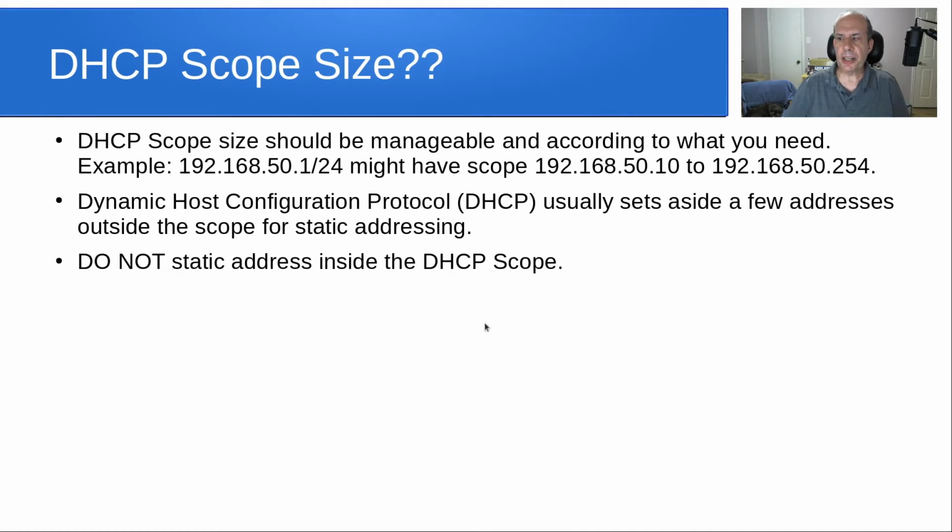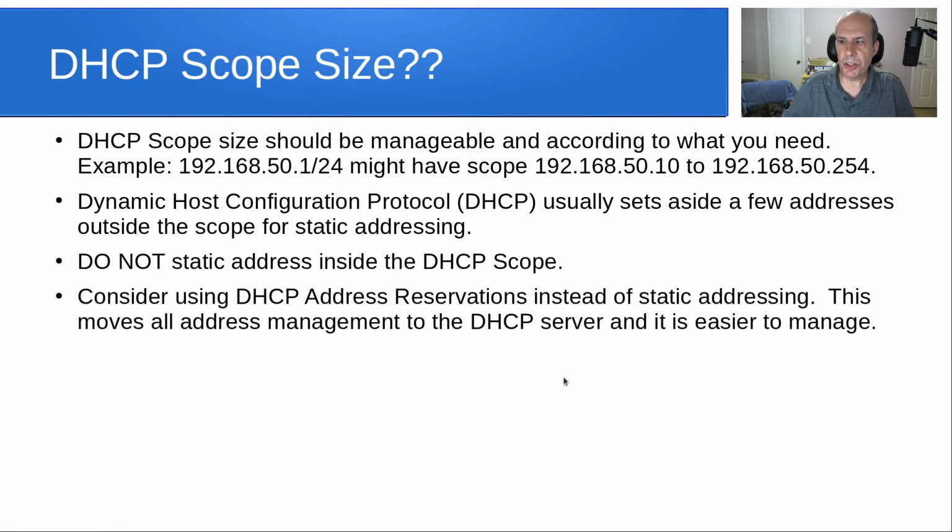Do not static address inside the DHCP scope. That means don't set up a new computer, don't set up a virtual machine, don't set up a container to use an address inside of your DHCP scope. The reason for that is because if you do that, there's no way the DHCP server can determine that the address is used. We'll show a way around that shortly, which is what I call a preferred best practice. Consider using what are called DHCP address reservations instead of static addressing.